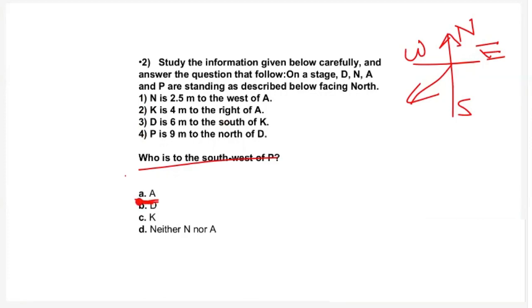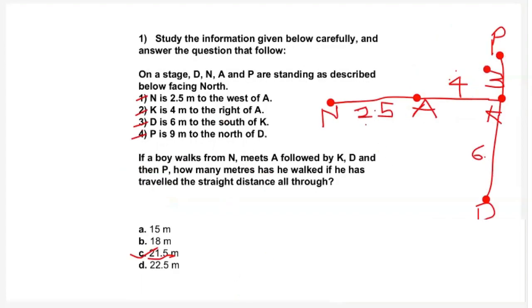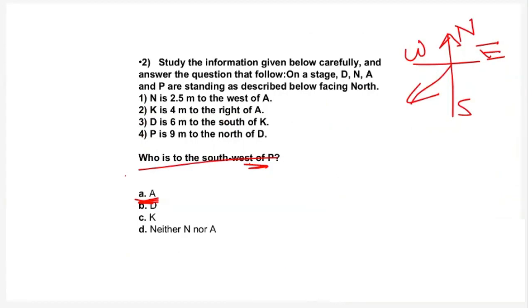The answer is A. Southwest of P, they have asked. This is the southwest direction. From P, you have to go over here. This is our southwest direction. So A would be the answer. We'll move to the next question.